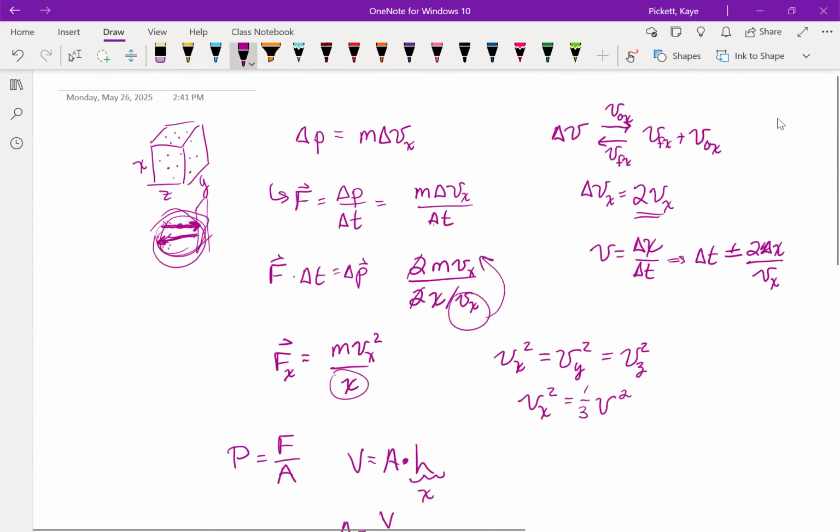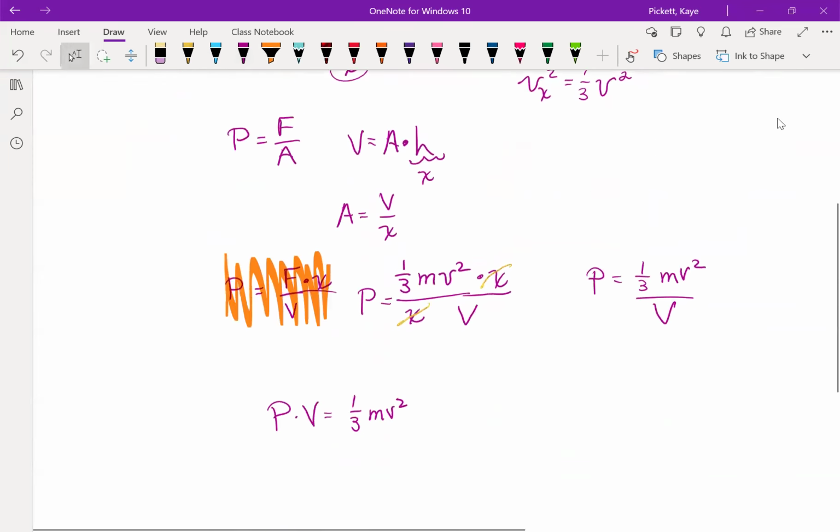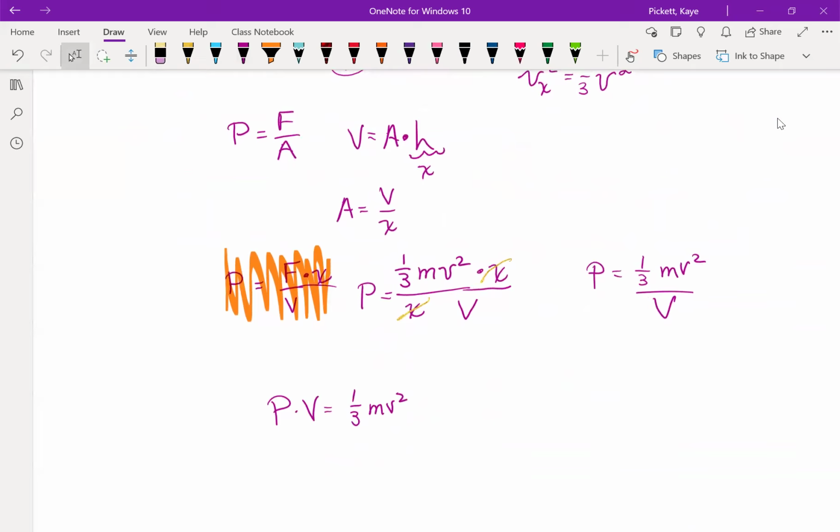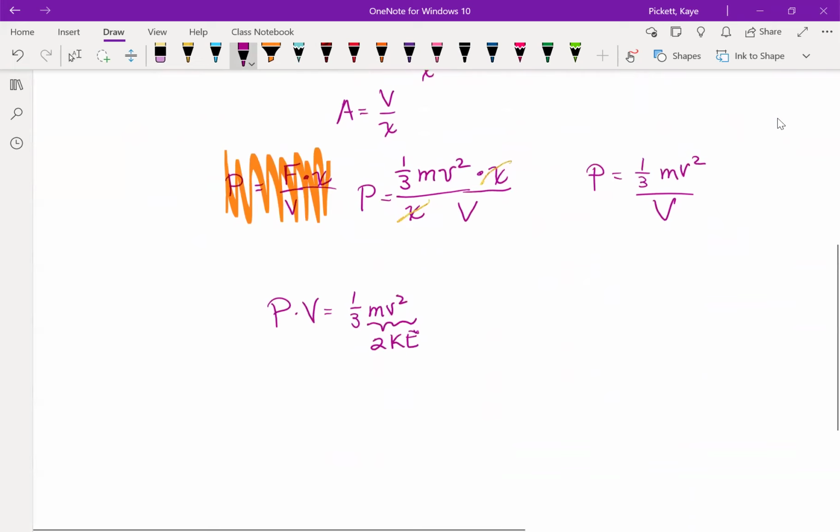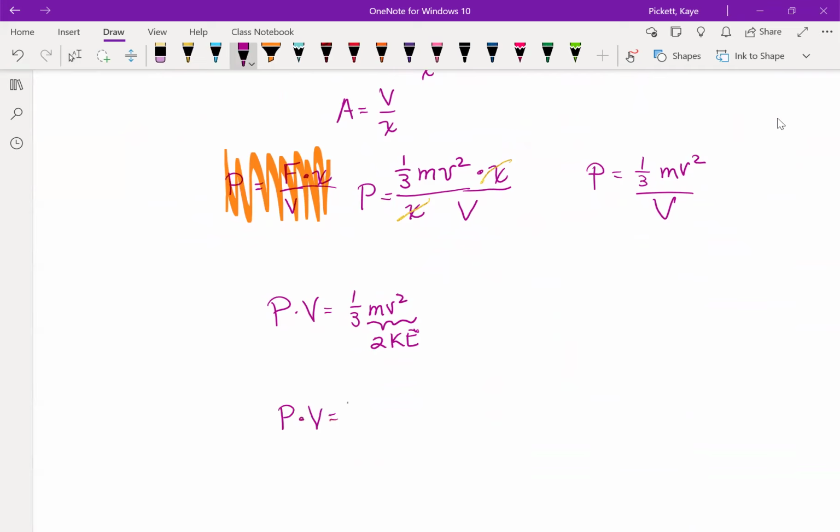And I left something out here. Nope, I sure didn't. That's perfect. Well, this right here is 2 times the kinetic energy, because kinetic energy is 1/2 mv squared. So pressure times volume is 2/3 times the kinetic energy. And that's the average kinetic energy of the particle.